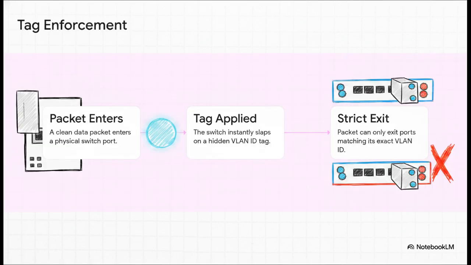And here is exactly how that hidden sticker works in practice. Step 1. A clean data packet enters a specific port on the switch. Step 2. The switch instantly slaps a glowing digital tag onto it. Let's say it's VLAN ID 10. And step 3, from that millisecond onward, there is an absolute unbreakable rule. The switch will only allow that packet to exit through ports assigned to that exact same ID. If that packet tries to wander off and exit through a port labeled for VLAN 20, no way! The switch throws up an invisible shield and hard blocks it. Traffic labeled with tag 10 will absolutely never be allowed to cross boundaries into VLAN 20 territory.